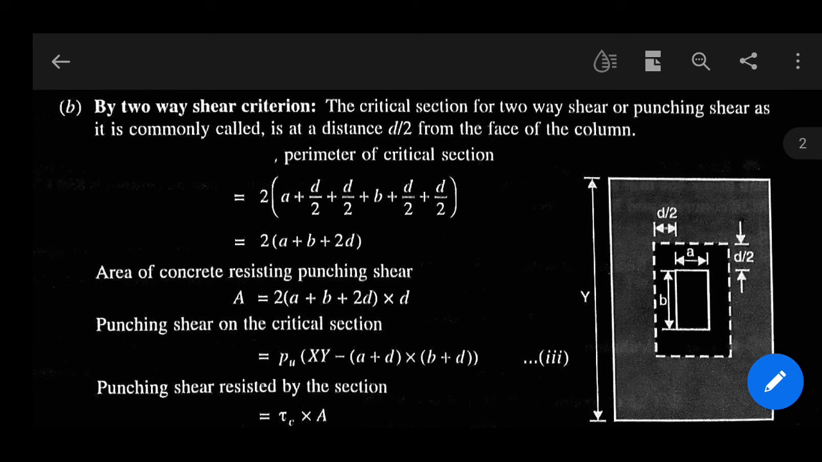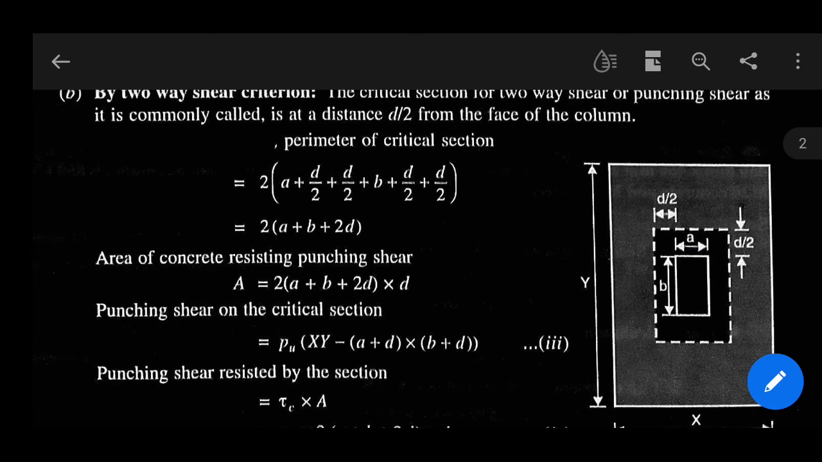The second one is by two-way shear criterion. This two-way shear is also called punching shear, and it is commonly used also. Why is it called punching shear? As we see in the figure, all sides of the footing will be applicable for shear. So the critical section looks like the column is punched into the footing.